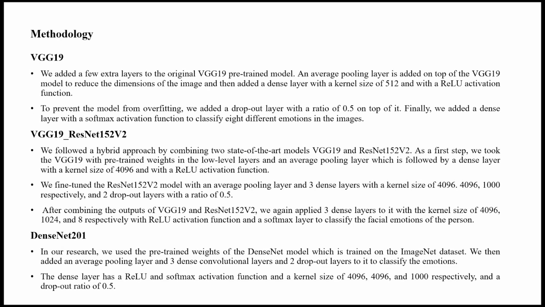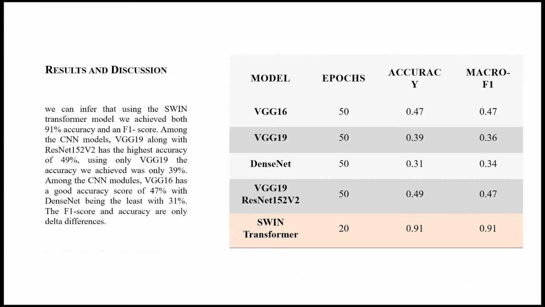Here again, same way, we took the pre-trained model, which is trained on the ImageNet dataset, and then we applied an average pooling layer, 3 dense layers and 2 dropout layers to classify the emotions. So basically we have used these 4 convolution models and 1 transformer model. So this is our methodology part. Moving to the next slide. Here I'm going to talk about the results.